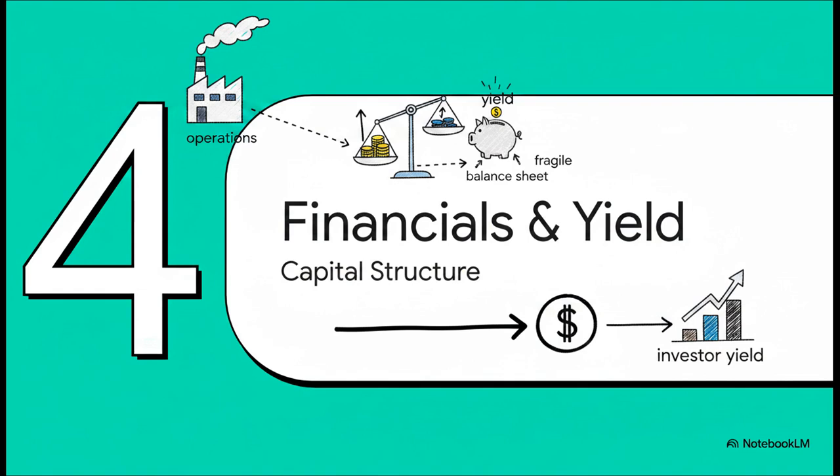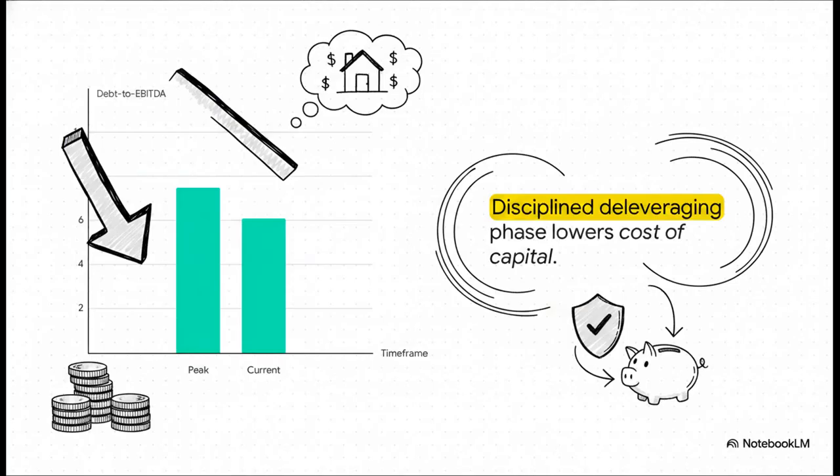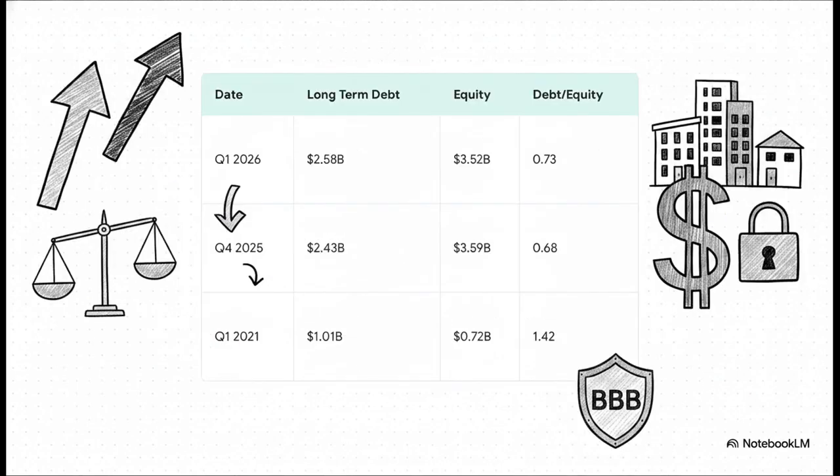Section 4. Financial health and yield. Let's look at the balance sheet. So, a major strategic pivot that you'll see highlighted across the 2024 and 2025 filings was a fiercely disciplined deleveraging phase. Management saw the writing on the wall regarding a higher-for-longer interest rate environment, so they actively dragged their net debt to adjusted EBITDA down from nearly 7.5 times to a significantly healthier 6.1 times. This materially lowers their cost of debt and gives them a kind of resilience that highly leveraged private equity peers simply don't have.